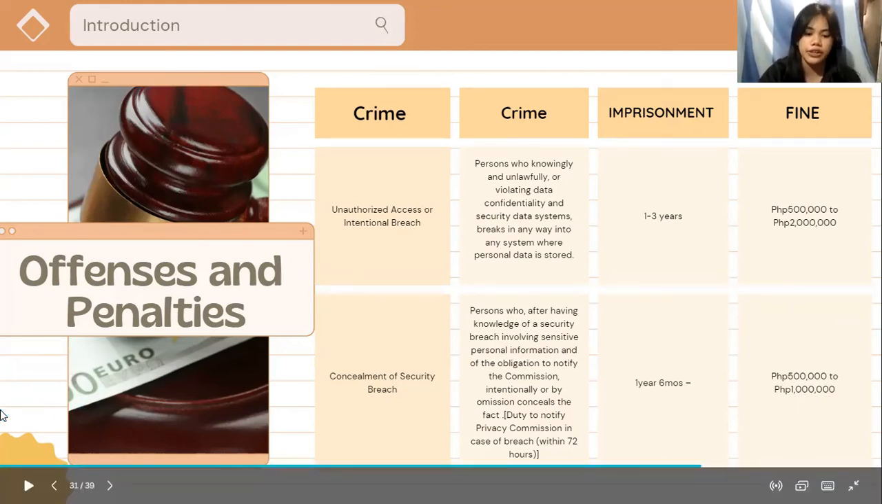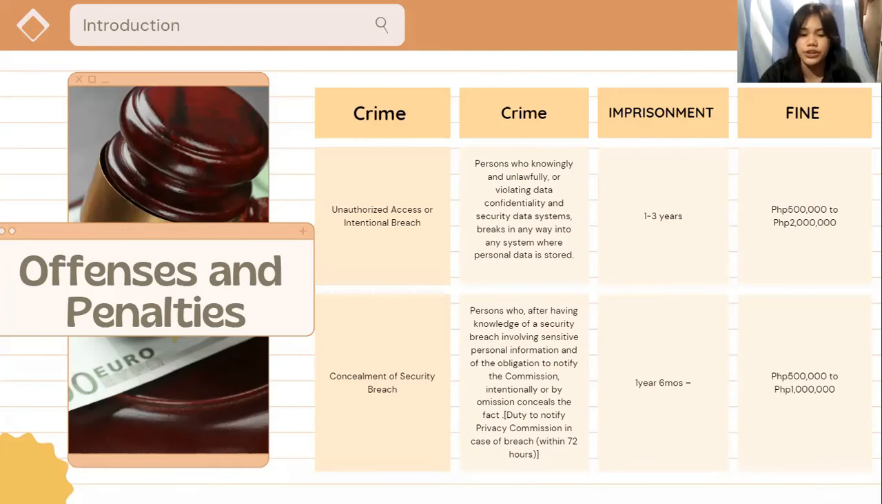Concealment of security breach. Persons who, after knowledge of a security breach involving sensitive personal information and the obligation to notify the commission, intentionally or by omission conceal the fact. They would be imprisoned for 1 year to 6 months, and they would pay 500,000 to 1 million.